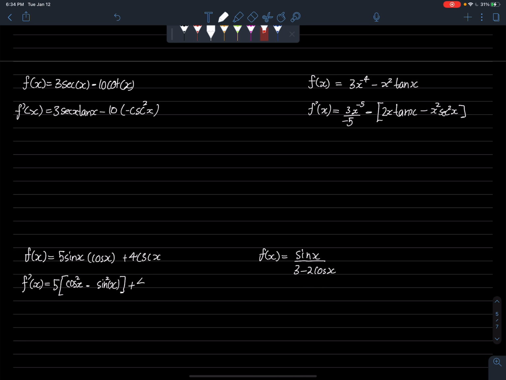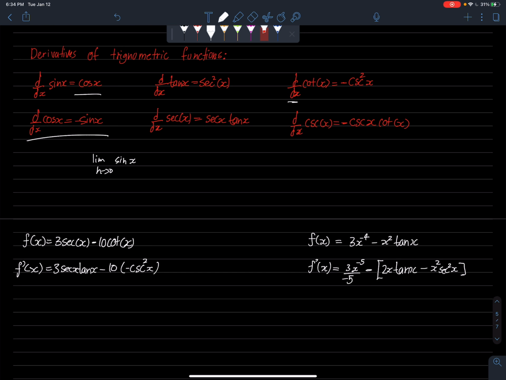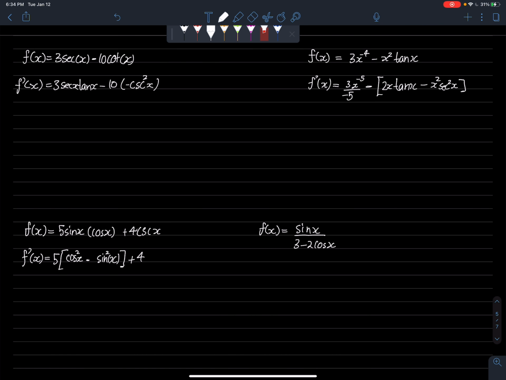Plus 4 times the derivative of cosecant, which is negative cosecant x cotangent x. Quite simple.